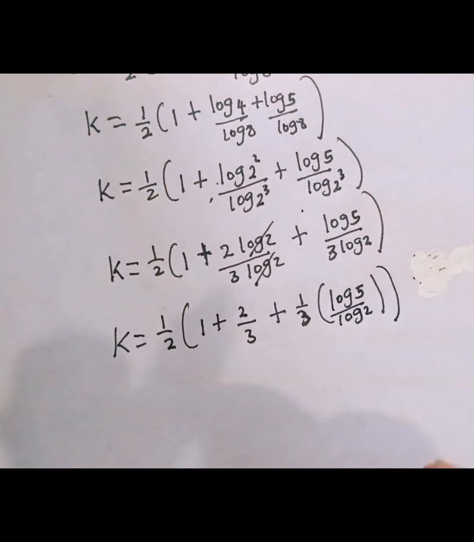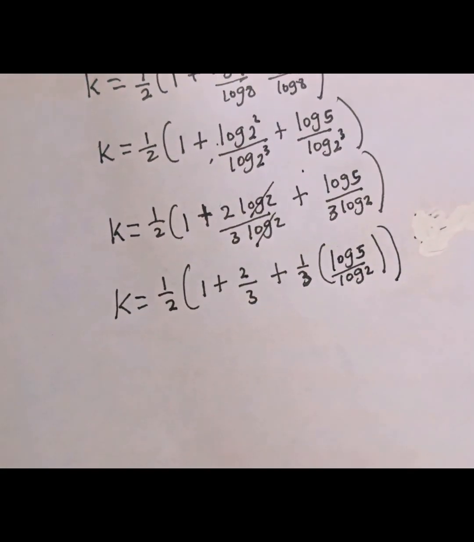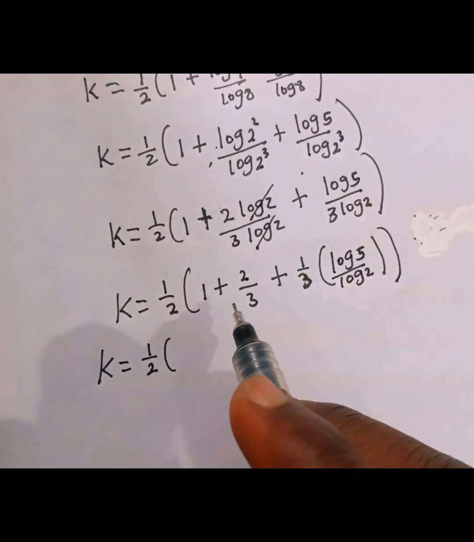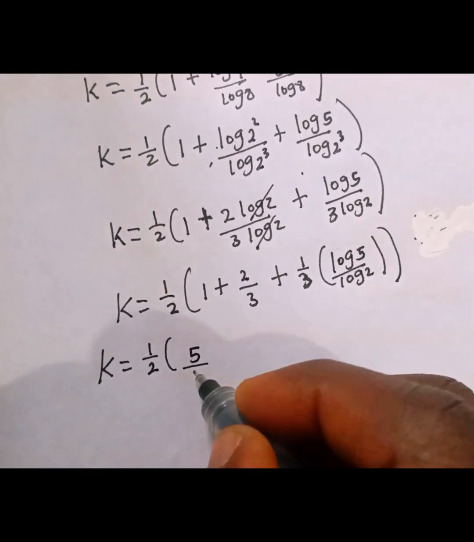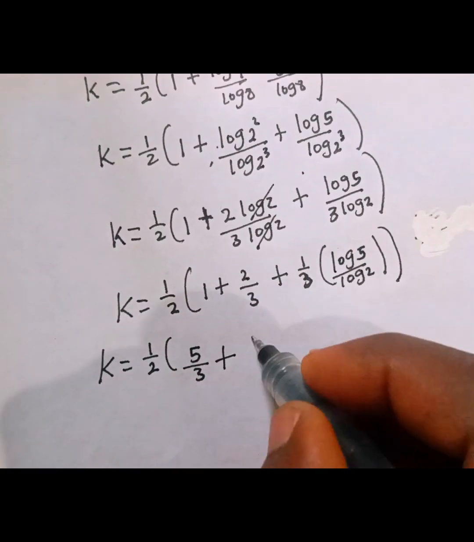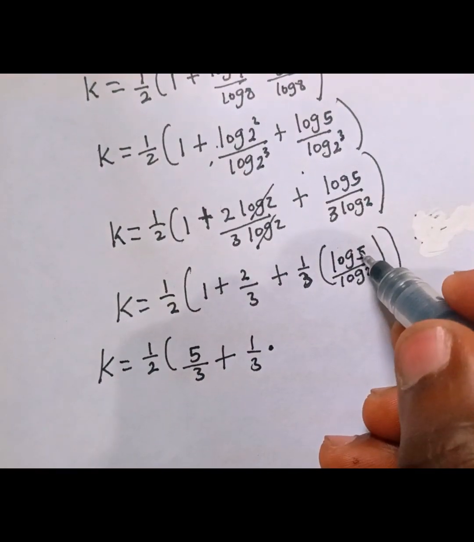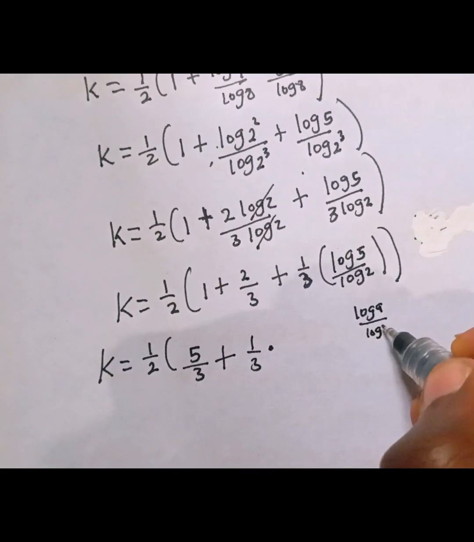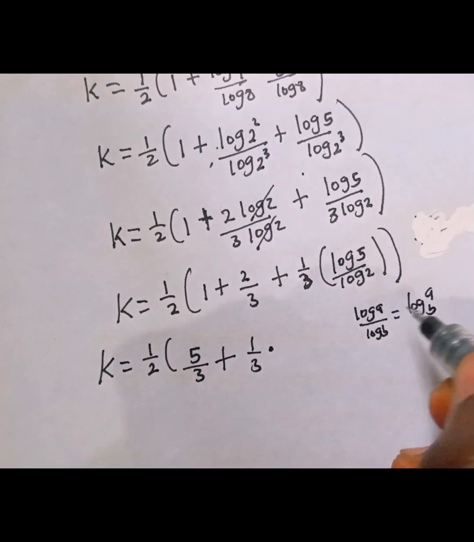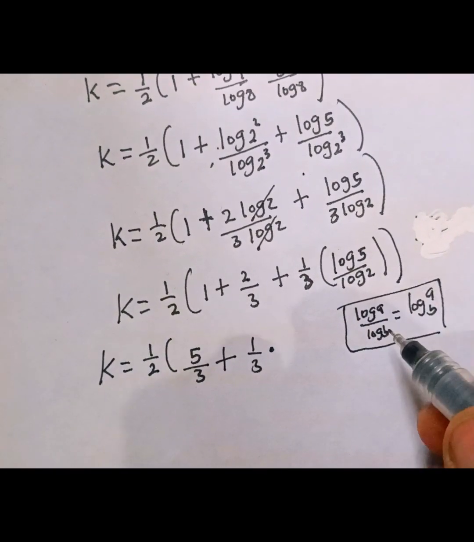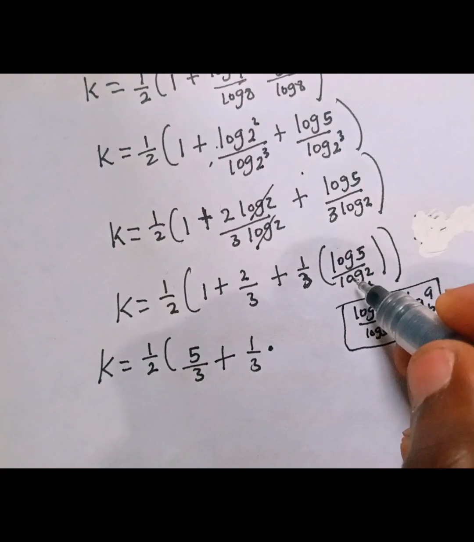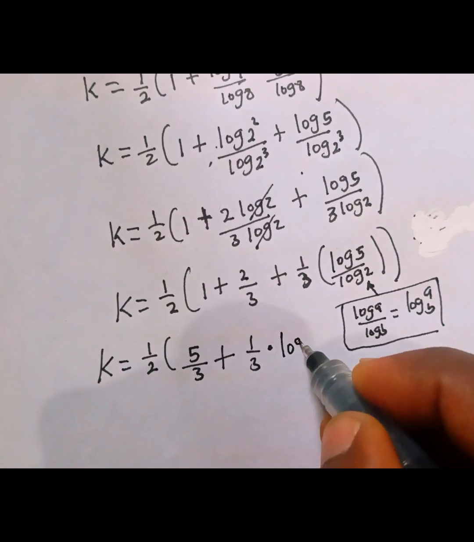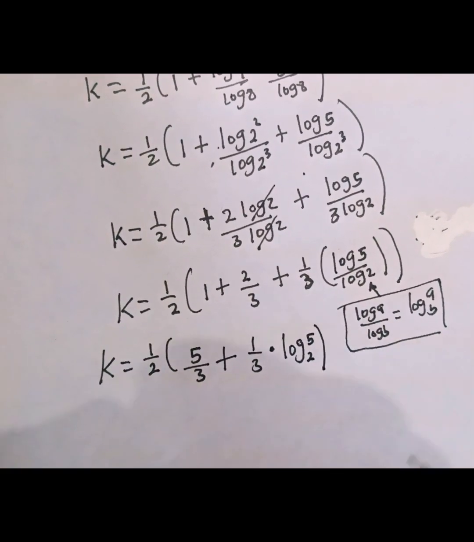Now, the next thing we are going to do is to simplify further. So we're going to have k equal to 1 over 2, open bracket 1 plus 2 over 3 is going to give us 5 over 3, then plus 1 over 3 multiplied by log 5 over log 2. So recall this property, log of a over log of b is the same as log a to the base of b. This is what we call the change of base property. We're going to apply this property to this bracket, where a represents 5 and b represents 2. So written in this form, it is going to be log of 5 to the base of 2.